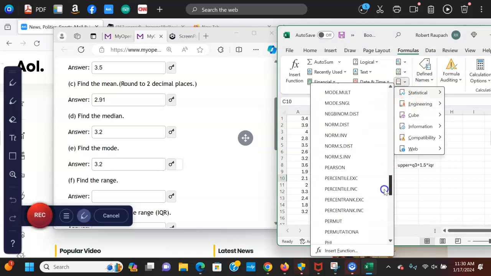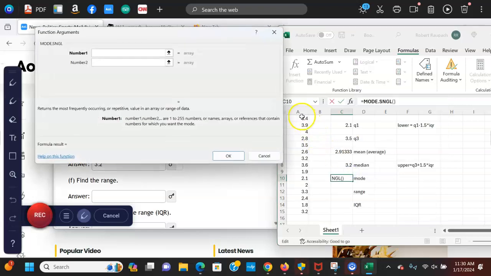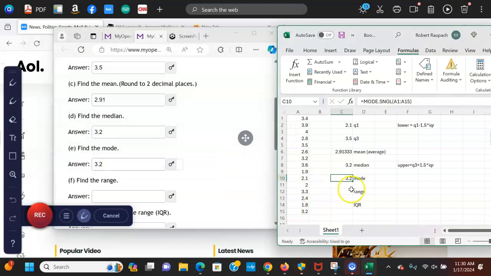Statistical mode, so you don't have to, if you want to just use this real quick. I think it's mode singular. Every mode singular works. See, 3.2, okay? The range is simply the highest minus the lowest. So the highest number is 4, and the lowest number is 1.8. 4 minus 1.8 is 2.2, okay? All right.